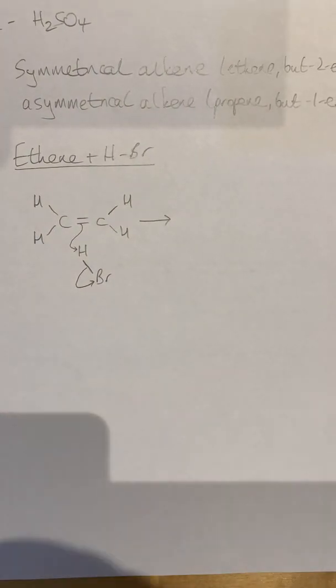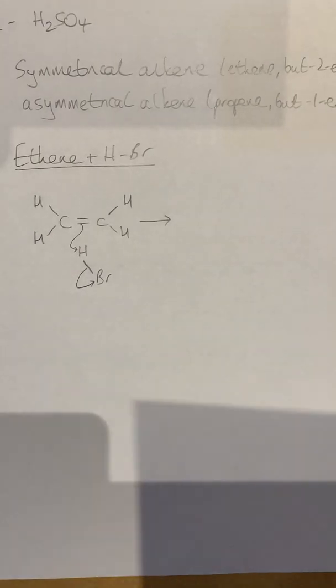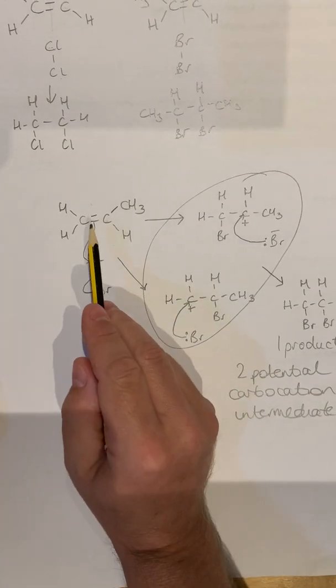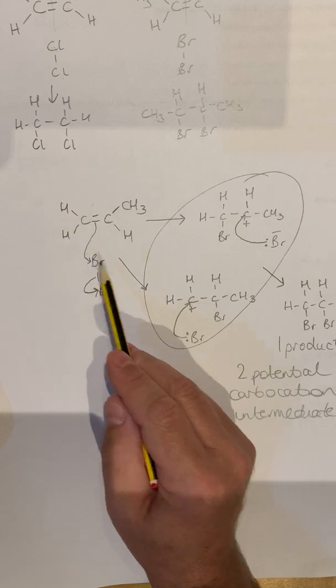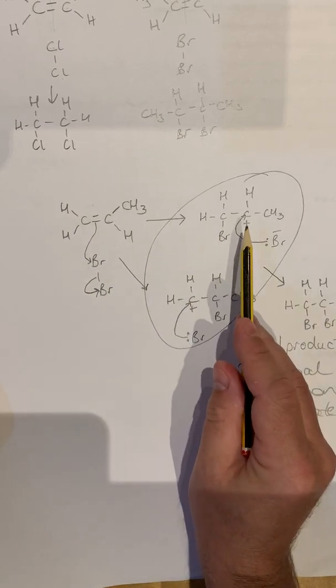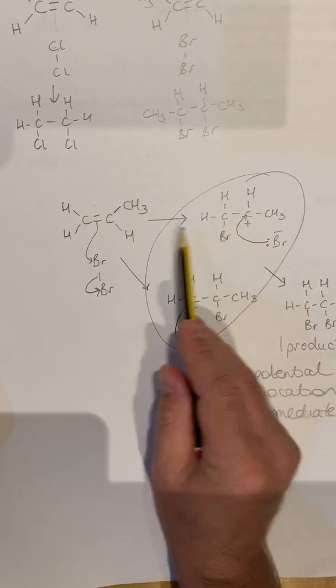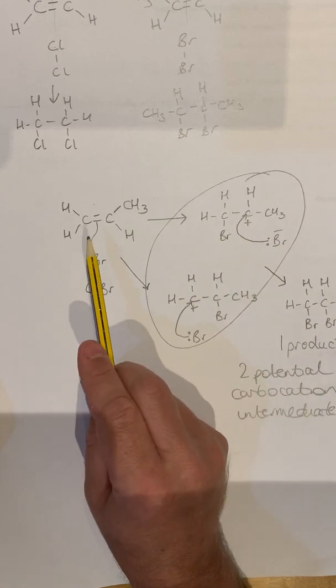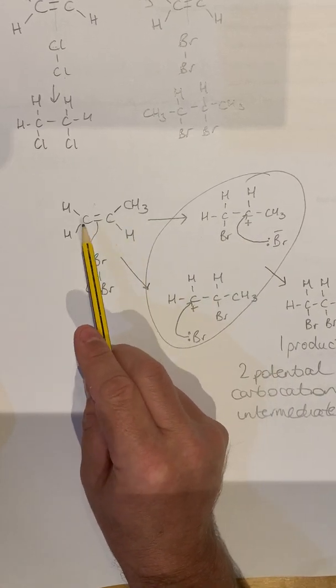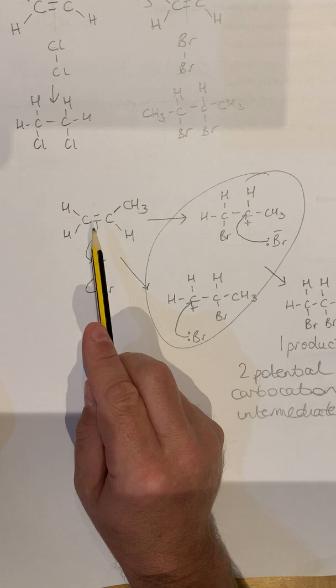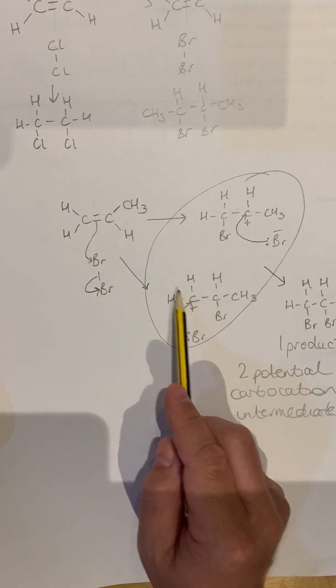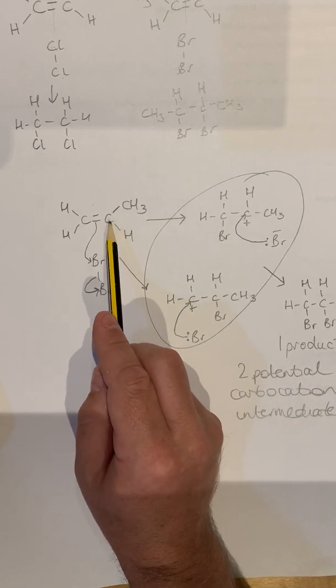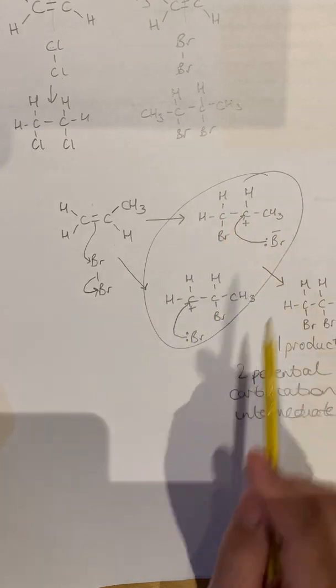Now, if you recall, just going back to this one, an asymmetric alkene led to the potential of having 2 carbocations, because here it's a 3-carbon chain. We could have the positive charge on the first carbon, like this one, or we could have the positive charge on the second carbon, like that one.